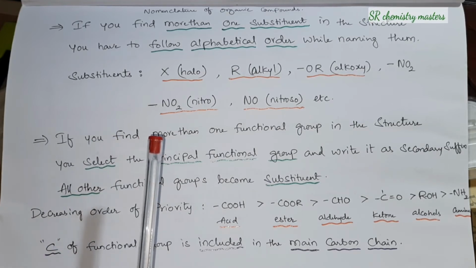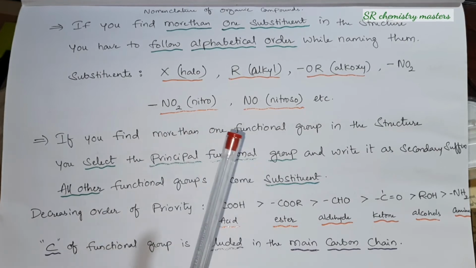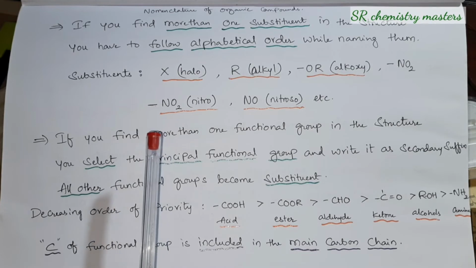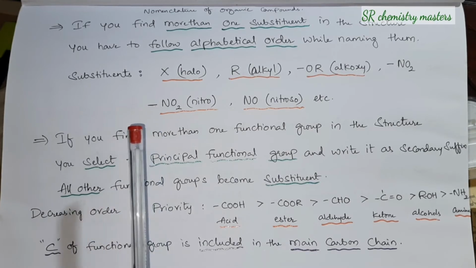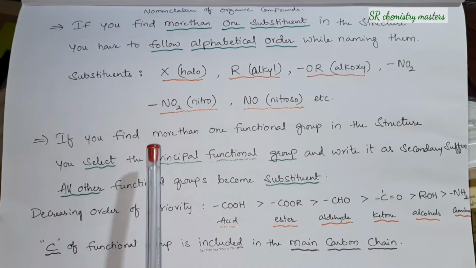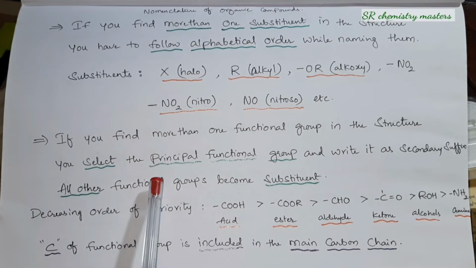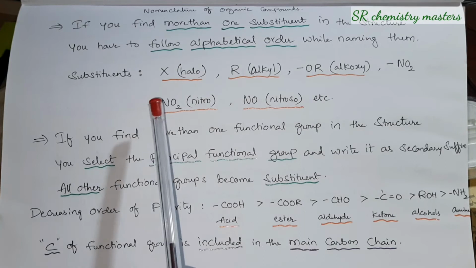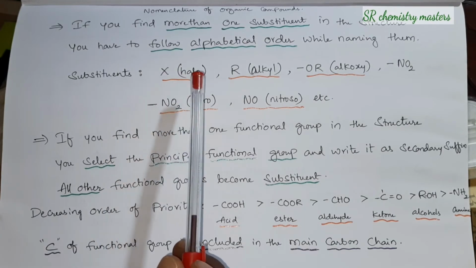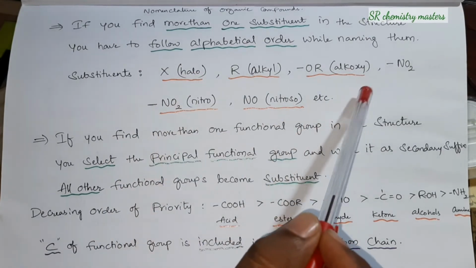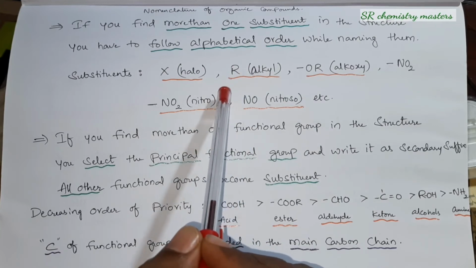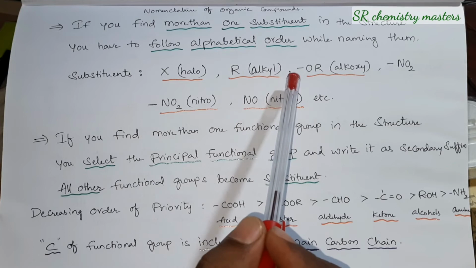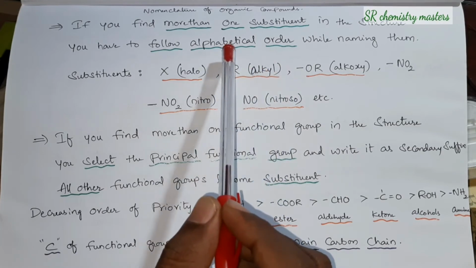Now we know what is word root, what is suffix and what is prefix. Let us see certain rules to be followed while writing the name of an organic compound. In an organic compound, if you find more than one substituent in the structure, for example, if you find a halo group and an alkoxy group in the same compound, then you are going to name the substituents on the basis of alphabetical order.